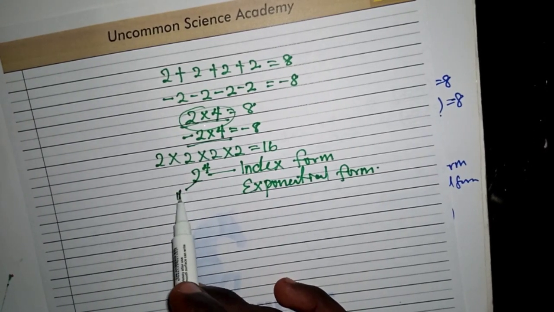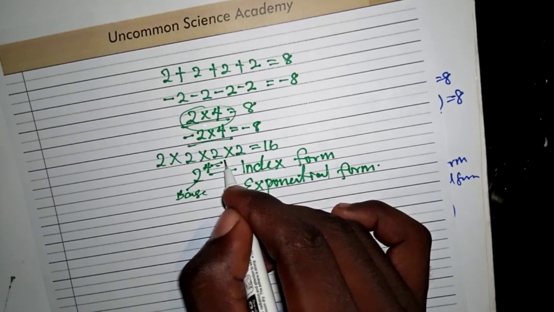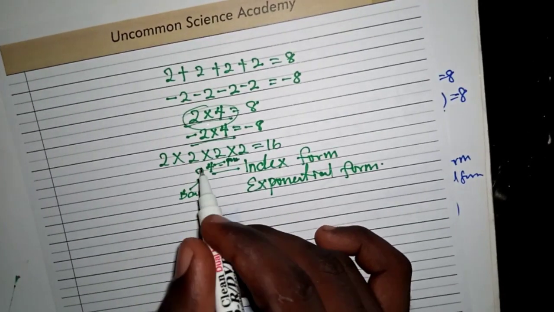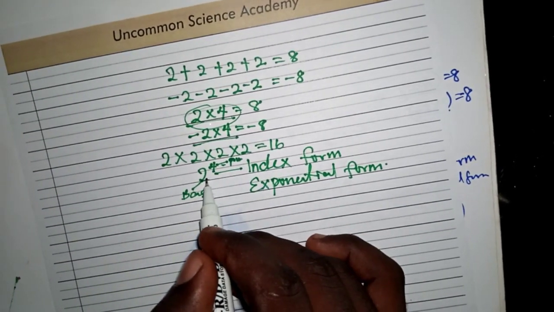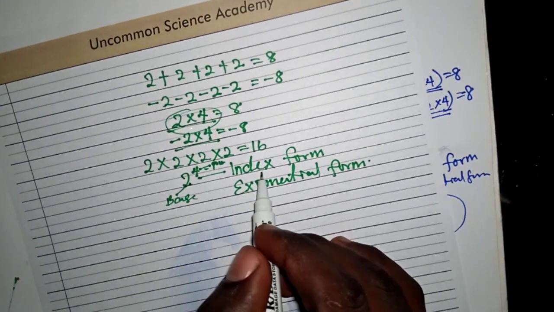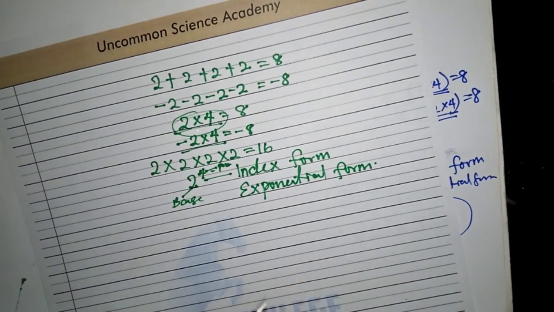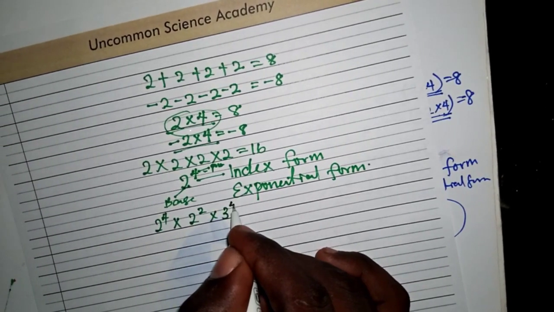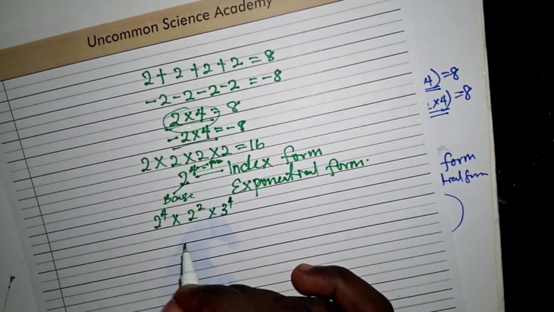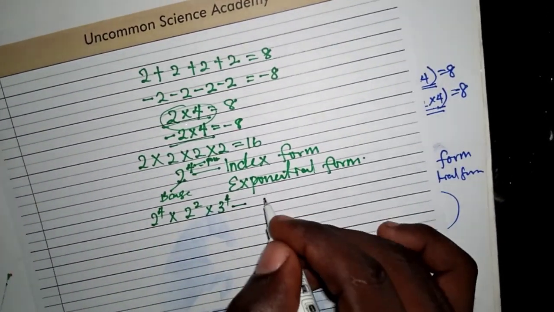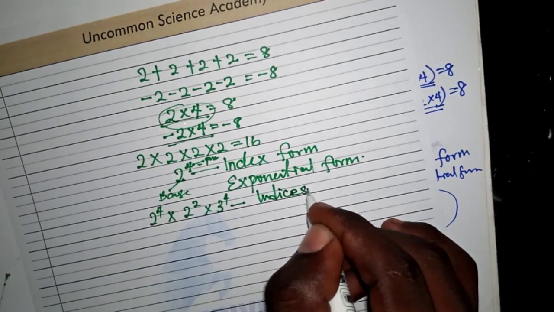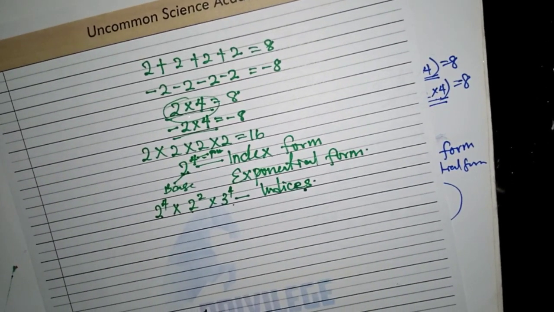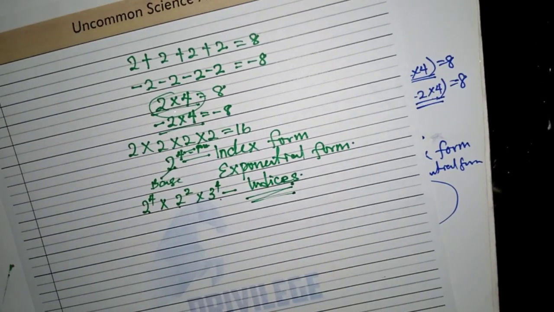This is base and this is called power, or you call it index or exponent. So the shortcut of writing the multiple of the same number is what we call exponential, or what we call index. If I now have more than one index, this should be called indices. When you have more than one index, it is called indices. And that is what we have to look at in this class.